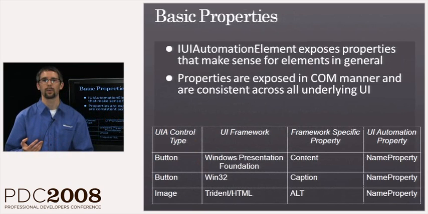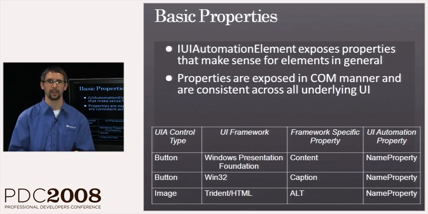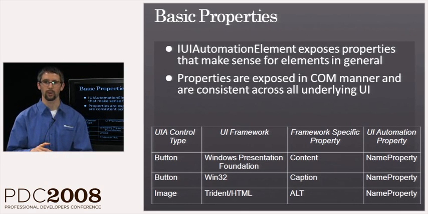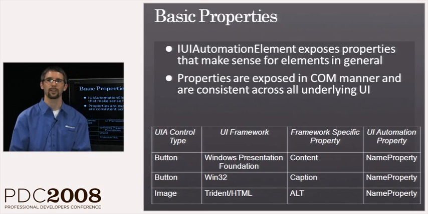Once you've got one, one of the first things you probably want to do with it is access its properties. It supports a wide variety of properties that, at least as far as we can tell, apply to almost all UI. The properties are exposed in a COM way, so they're pretty much all get underscore something, like get_CurrentName or get_CurrentIsPassword. And they're consistent across all underlying UI.